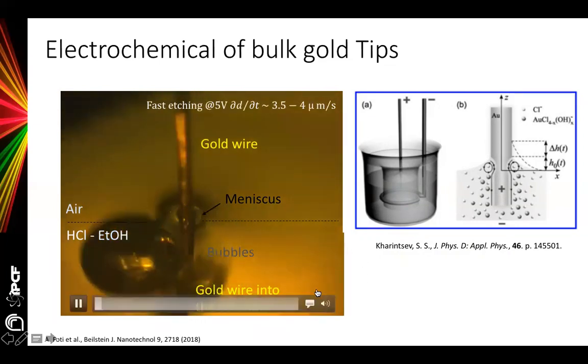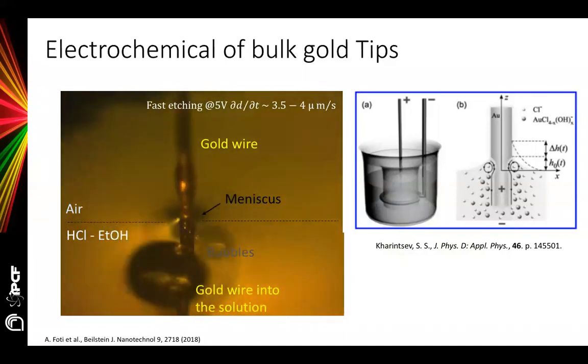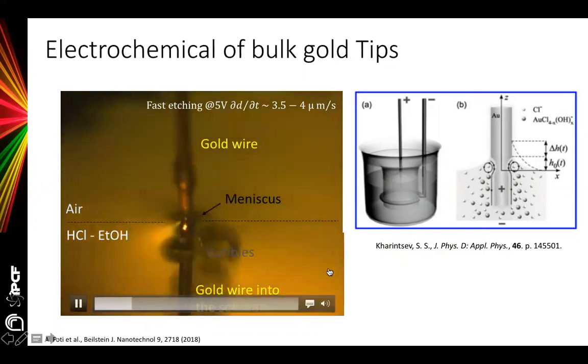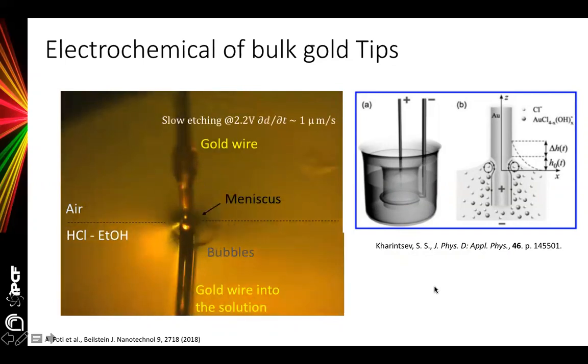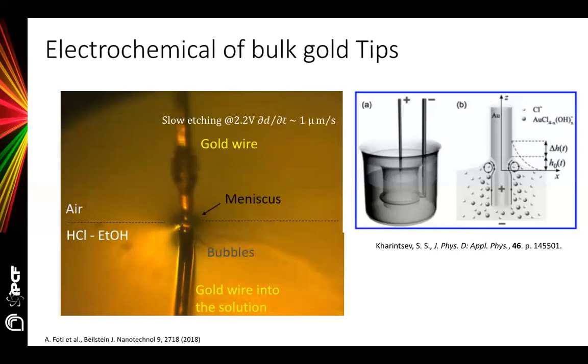Here you can see a video of the etching process. We are starting with a bias voltage of 5 volts, and you can see that there is a strong bubble production, which can move the wire inside the solution. But when we reduce the voltage to about 2.2 volts, there is no more bubbling, and the process is more stable. At the end, the process will self-terminate when the piece inside the solution drops.